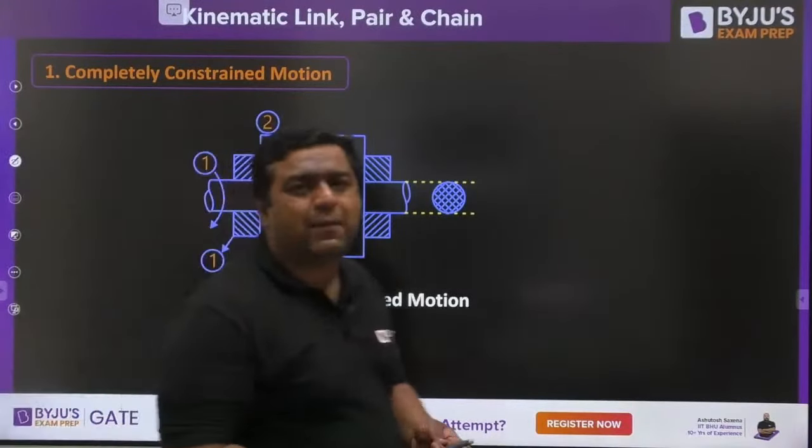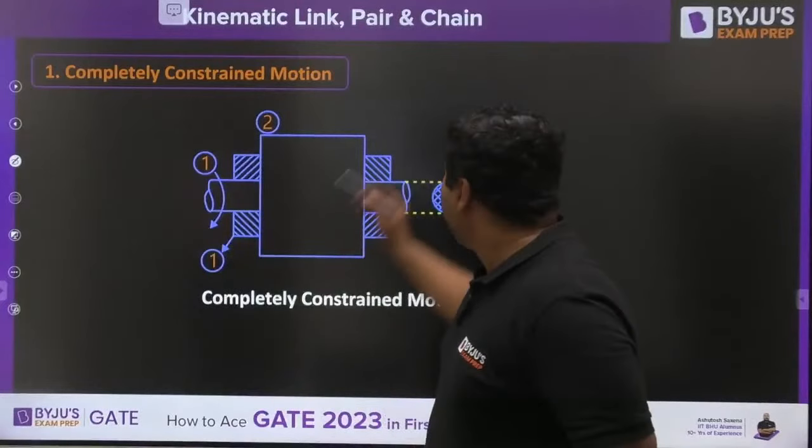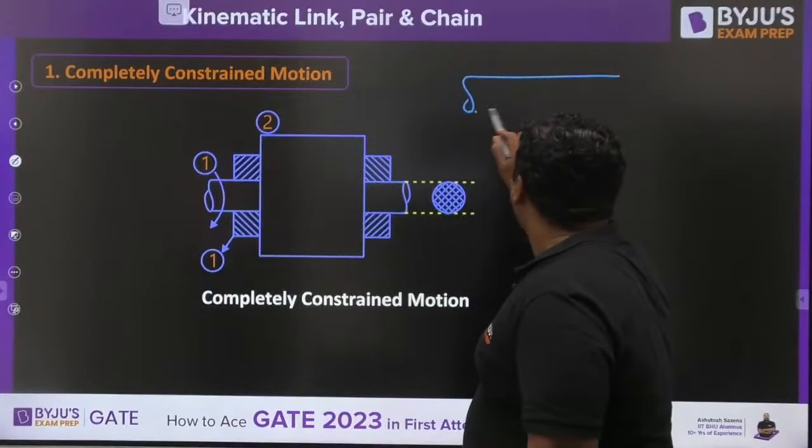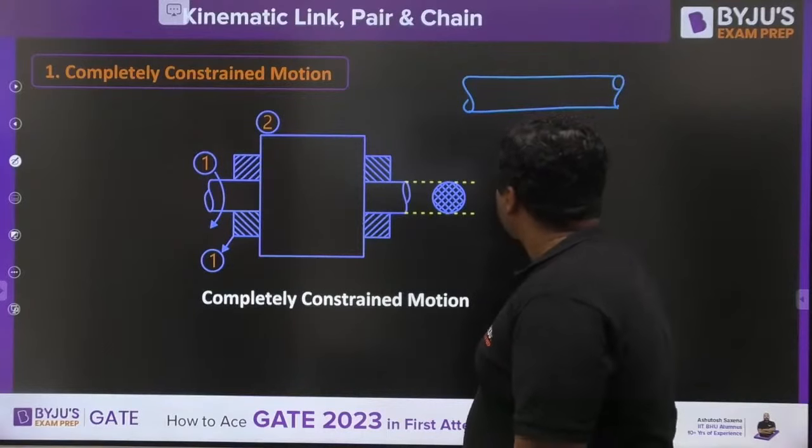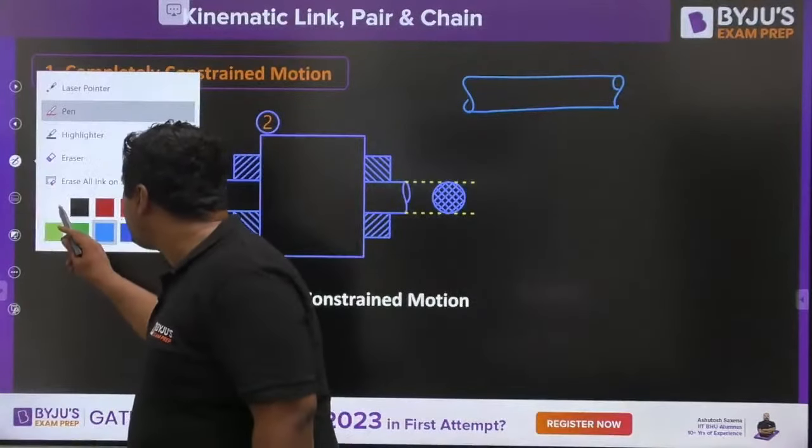Now the second example is, my dear, if you have a circular shaft, and on this circular shaft you are placing a circular collar.